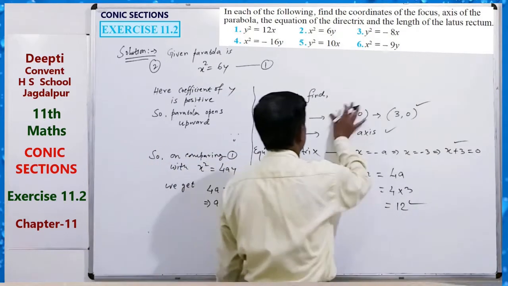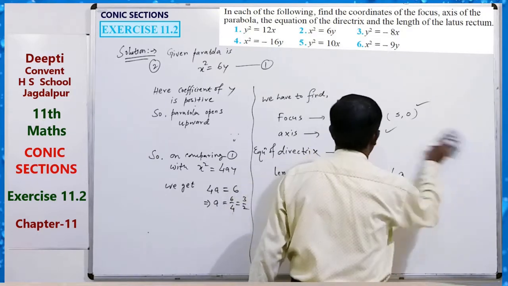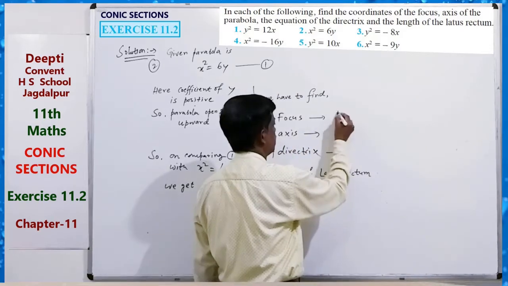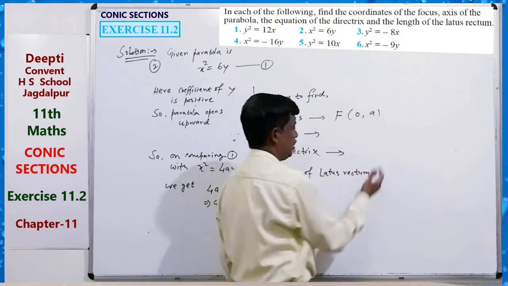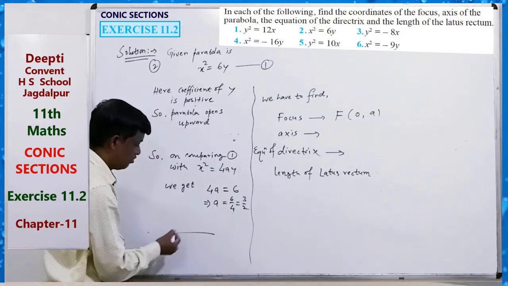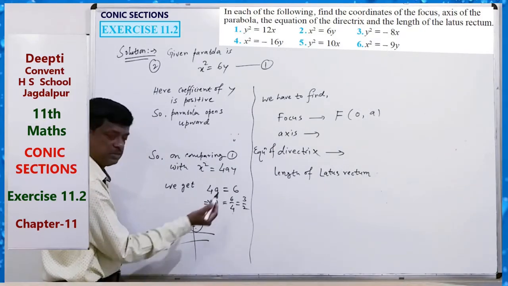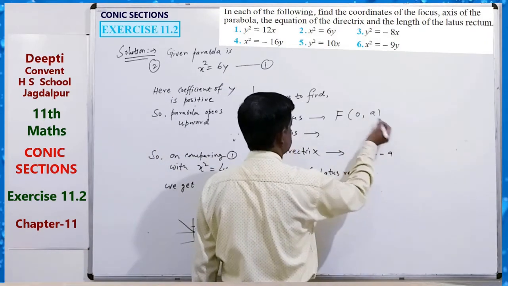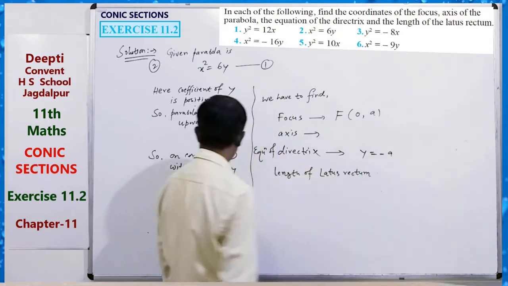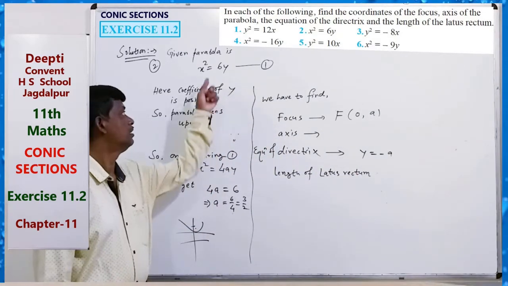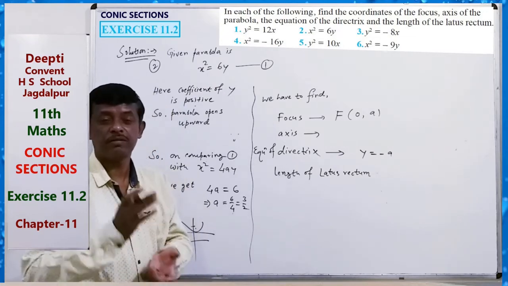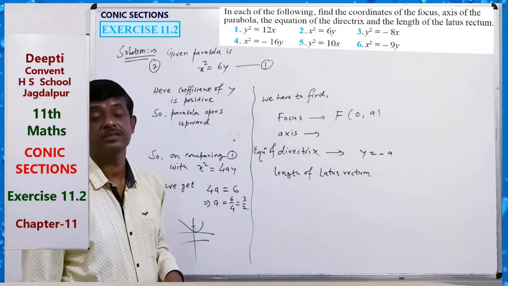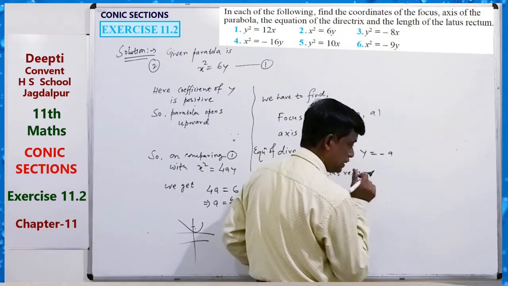Now here all things will be different because this is an upward parabola. For an upward parabola, focus is (0, a), and directrix is y equals to minus a. Axis: since x square is involved in the equation of the parabola, the parabola is symmetric about the y-axis. Therefore the axis of the parabola is the y-axis.